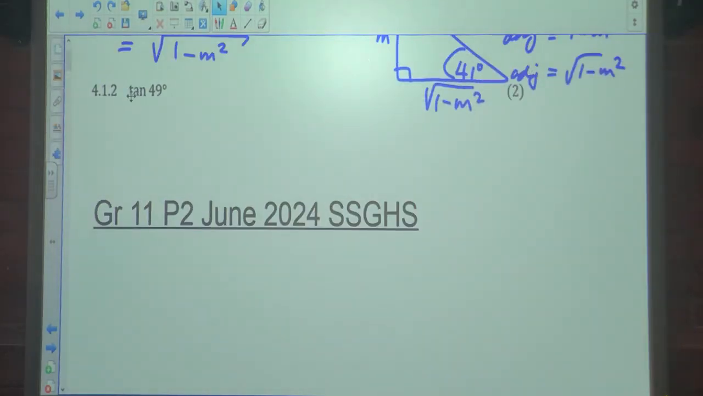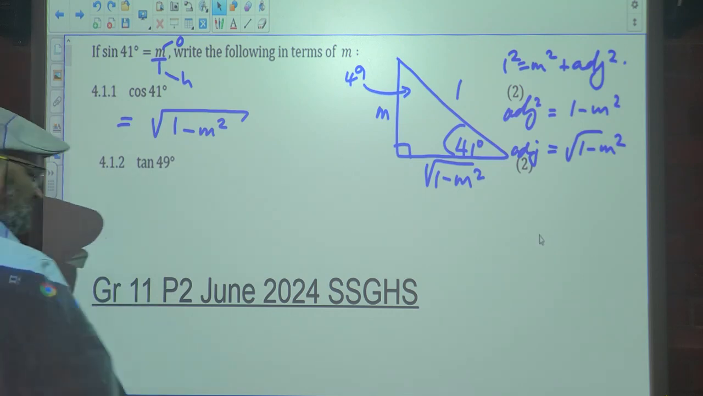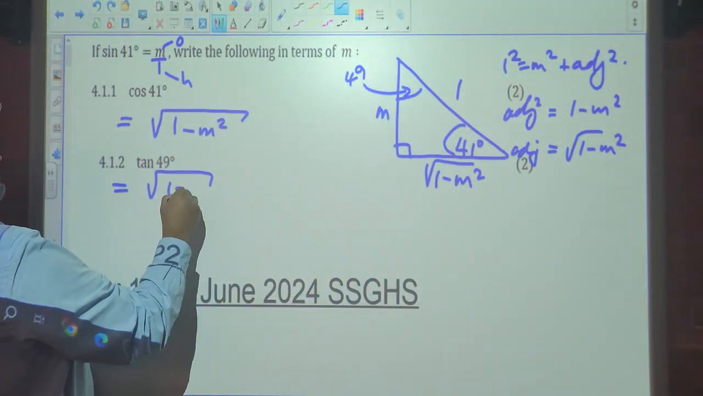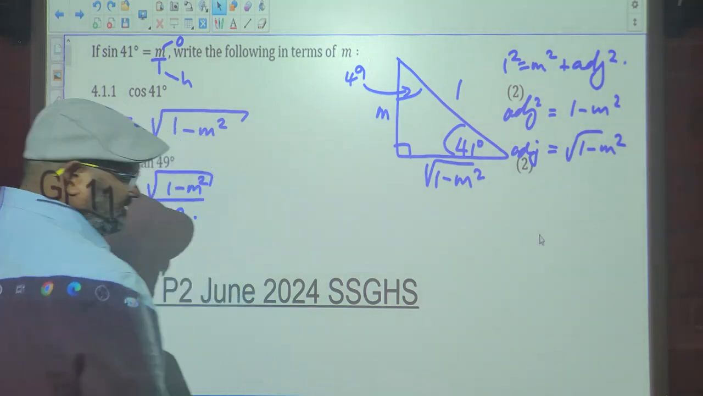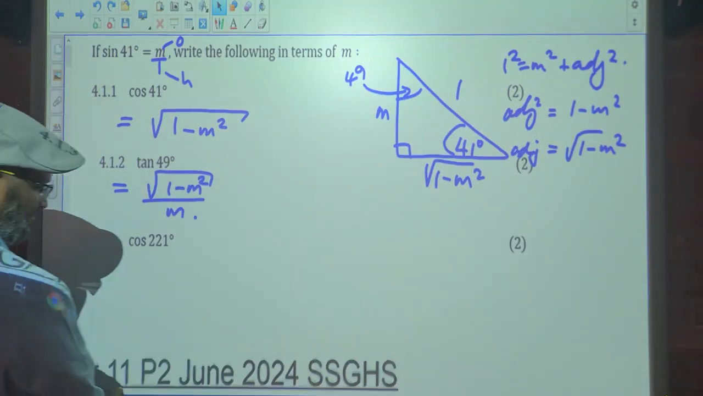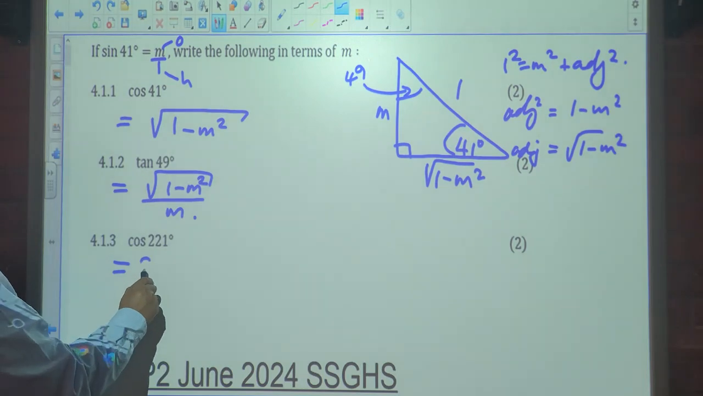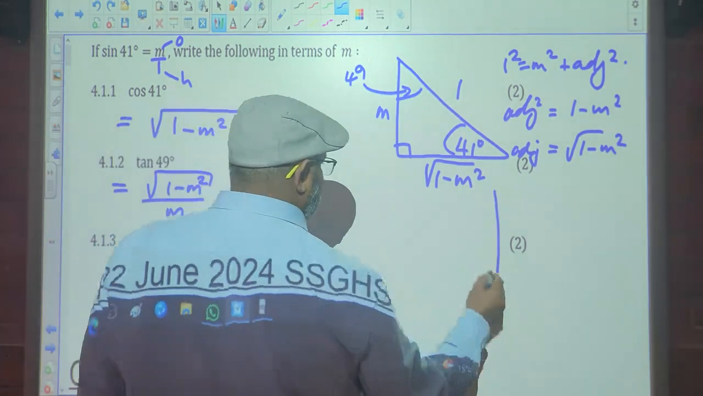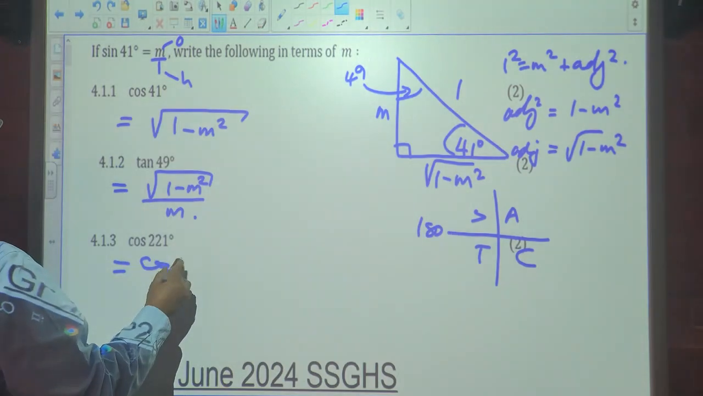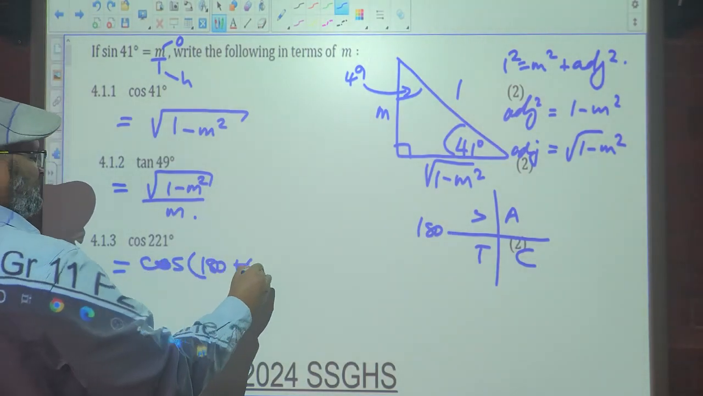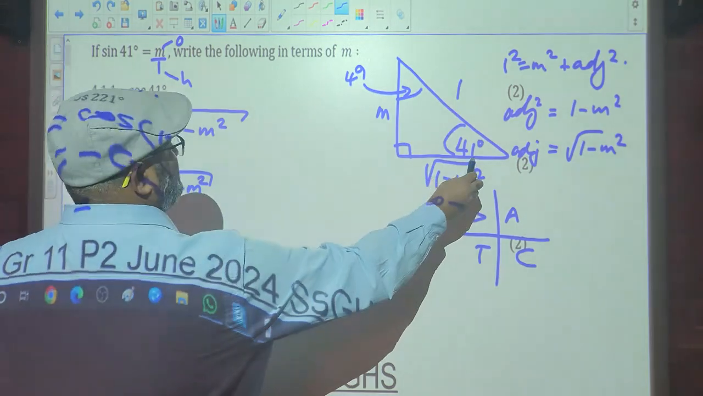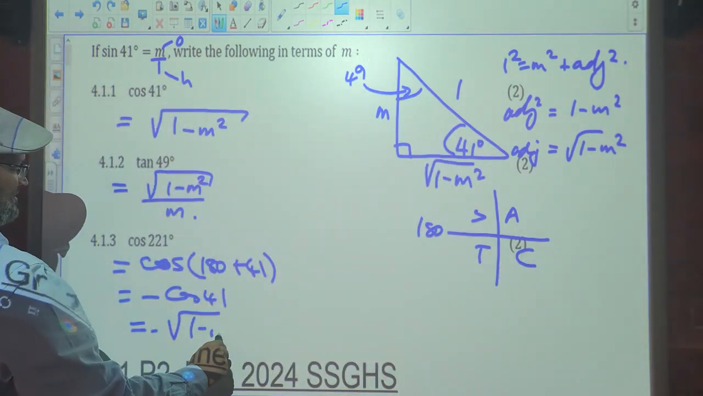The next question, of course, is the tan. You want tan of 49. Tan is opposite over adjacent, so it's the square root of 1 minus m squared over m. Let's look at the next question, 4.1.3. 4.1.3 is simply going to be cos of 222, and 222 takes you to the third quadrant, so it's going to be cos of 180 plus 42. Cos is negative in that quadrant, so it's negative cos 41. Cos of 41 is adjacent over hypotenuse, so it's negative the square root of 1 minus m squared.